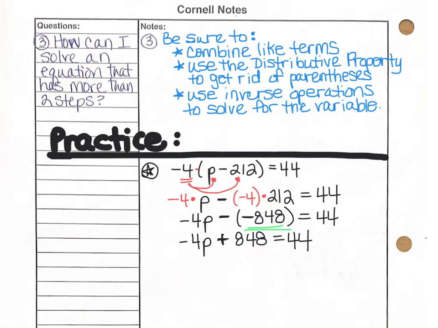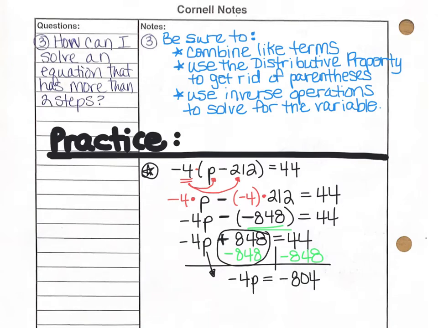So in order to do that, I'm going to do the opposite on both sides, and I'm going to do the opposite of adding 848, which would be in this case subtracting 848 from both sides. And again, get your calculators out to help you with the computation. Negative 4p comes down to the next step, and that's equal to a negative 804.